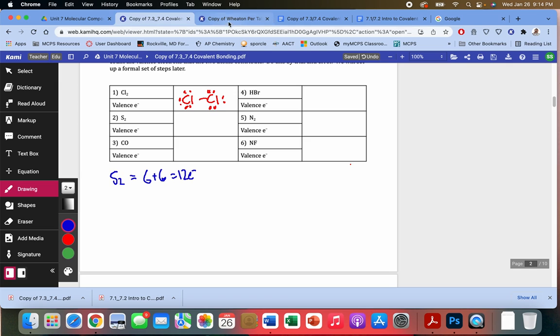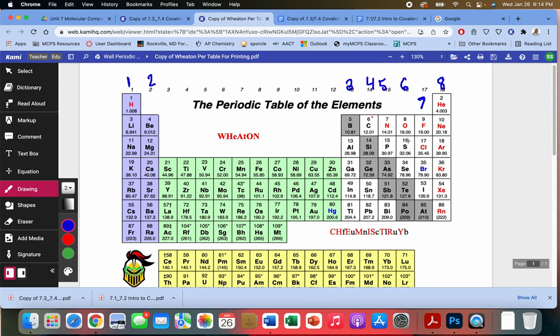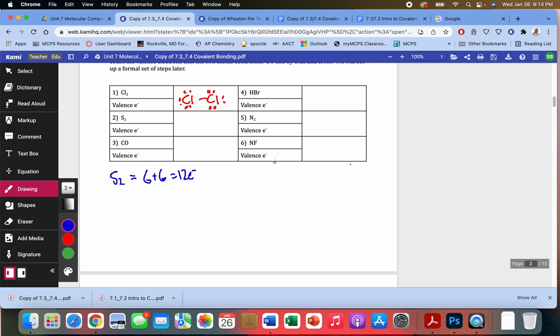And again, I refer you to our periodic table. S is in the column that has 6 valence electrons. So 12 valence electrons total. So I'm drawing my skeleton, S, S. And I'm going to fill in my octets. So here's my skeleton with its full octets.